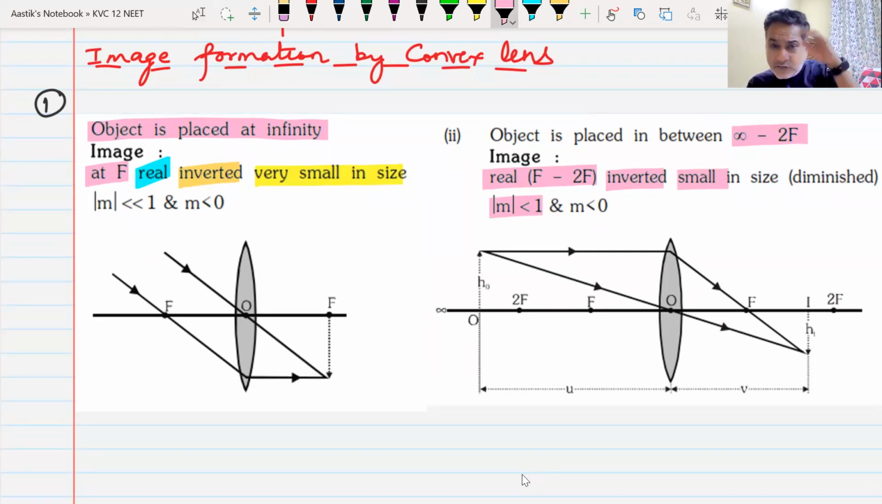The only thing is, for concave mirror, the image was coming on the same side. For this convex lens, the image is going on the other side. Do we understand this? Yes, sir. Have you noted down these two things? Yes, sir.